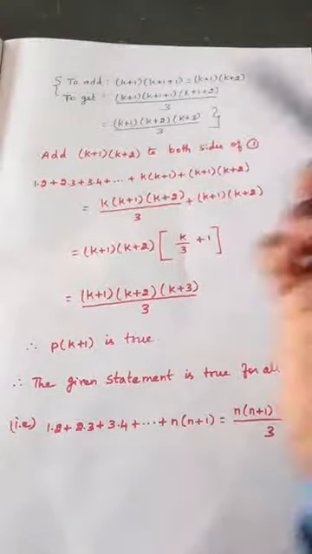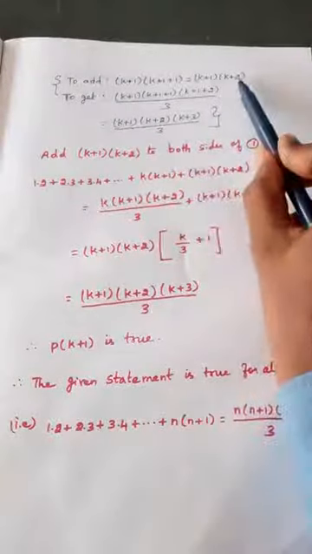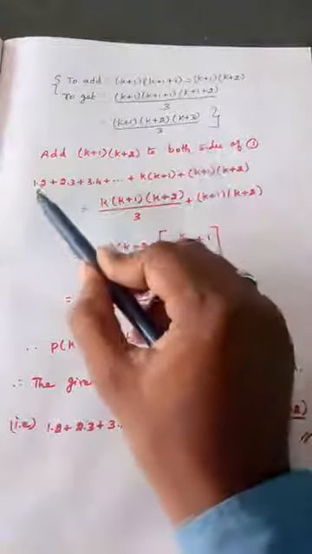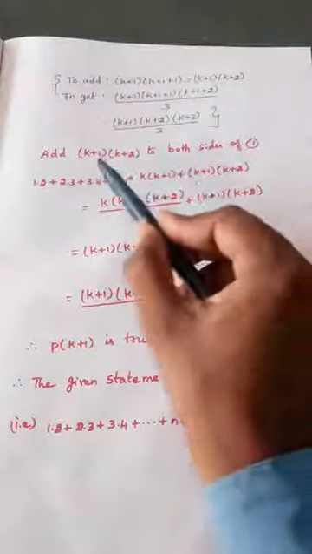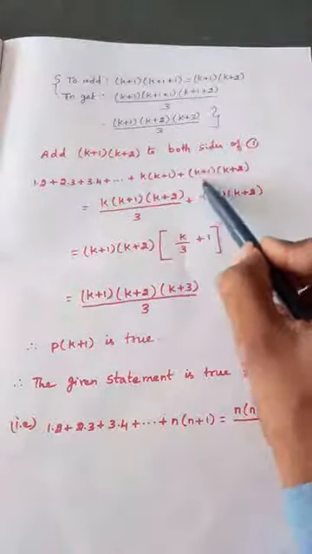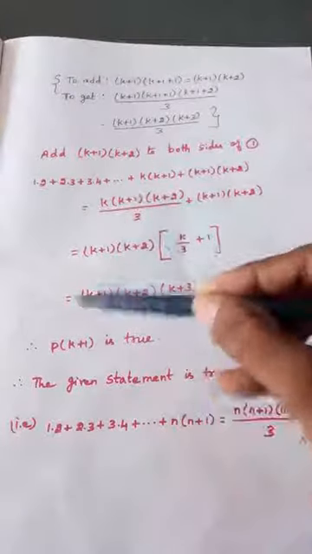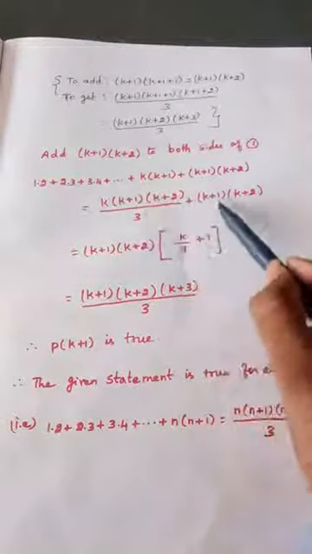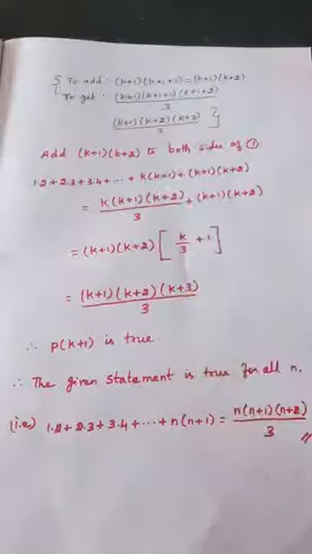So how to continue now? Adding this term k plus 1 into k plus 2 to both sides of equation 1. If you see equation 1, it is from this to this, plus we are adding this term now. This term we are adding equal to, if you see equation number 1, this is the RHS. What we are adding? K plus 1, k plus 2. So this and this are added to both sides of equation number 1.